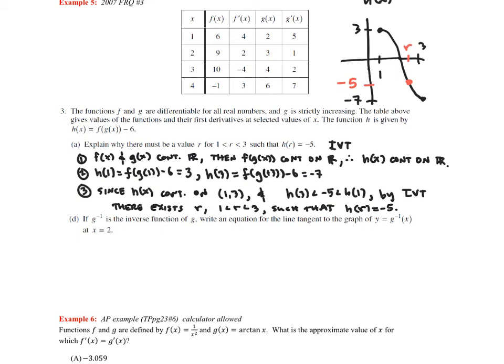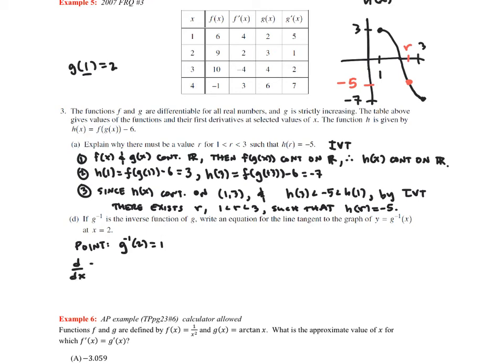It says, if g inverse is the inverse of g, write an equation for the line tangent to the graph of g inverse at x equals 2. So if we want a tangent line, I need a point. So I need to know g inverse of 2. Well, I can find that by finding g of what input gives me 2. I look at g of x, looks like g of 1 is 2, therefore g inverse of 2 is 1.